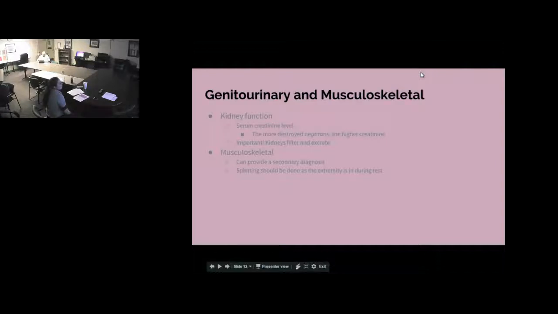Genitourinary and musculoskeletal. You assess for kidney function, the serum creatinine level. The more destroyed the nephrons are, the higher the creatinine, because they're not able to excrete the creatinine through the urine. The kidneys can become prone to metabolic acidosis if they're not able to clear the byproducts, and they can also be prone to anemia because a diseased kidney doesn't have the ability to make the hormone that causes the red blood cells to be made.